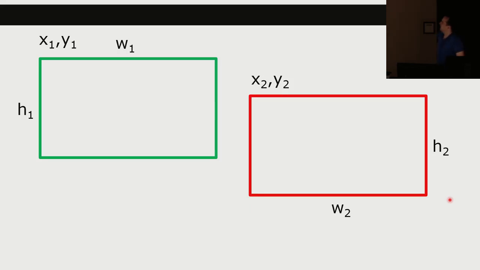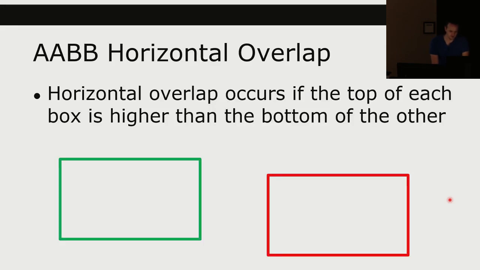So if I have 2 rectangles, how would I determine if horizontal overlap is occurring? It says if the top of each box is higher than the bottom of the other one. So if this is above this, and this is above this. That's not super intuitive at first, but if you think about it, it's provably true. That is how there would be a horizontal overlap.